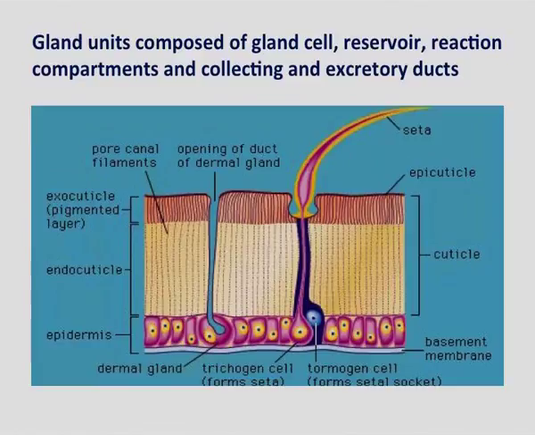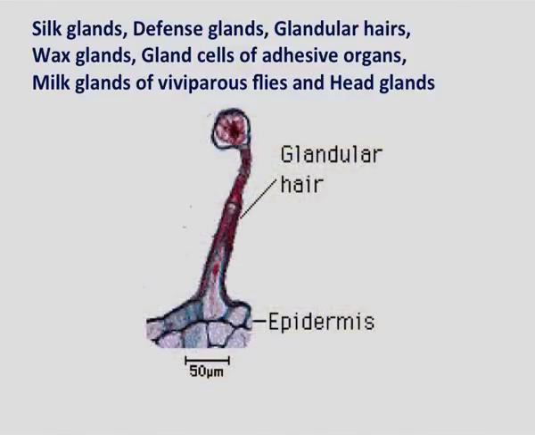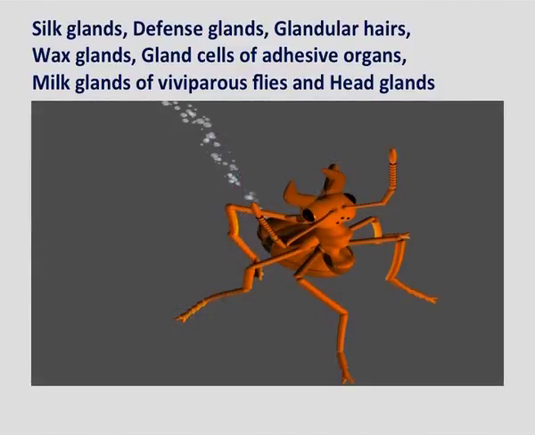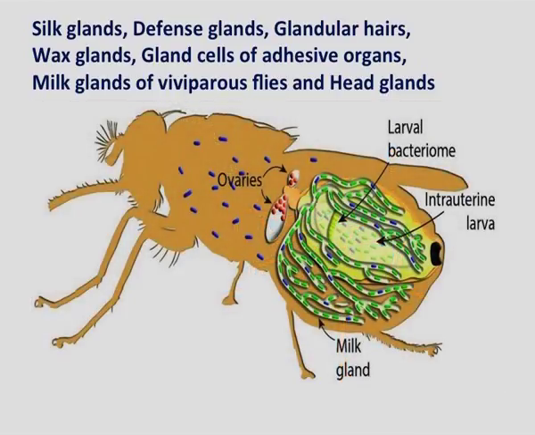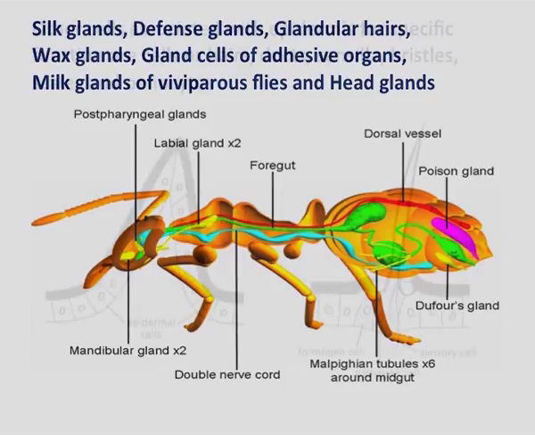Some of the insect gland cells are silk glands. You may know that. We wear silk sarees, which come from the silk gland of the silkworm moth. Some of the insect gland cells are silk glands, defense glands, glandular hairs, wax glands, gland cells of adhesive organs, milk glands of viviparous flies and various head glands.